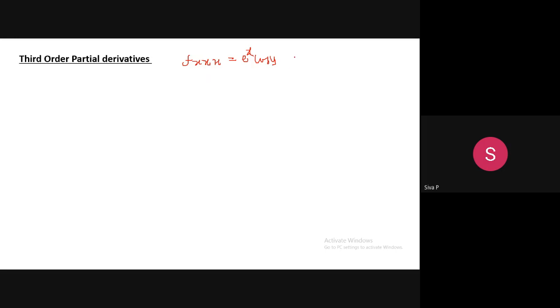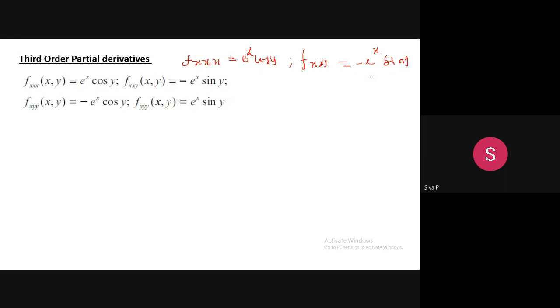Similarly, next we have to find fxxy. Fxx is e power x cos y only. So fxxy is minus e power x sin y. Similarly, we can find the other two third order partial derivatives. That means fxyy is minus e power x cos y. Finally, fyyy is e power x sin y.